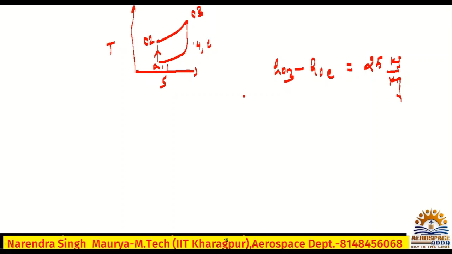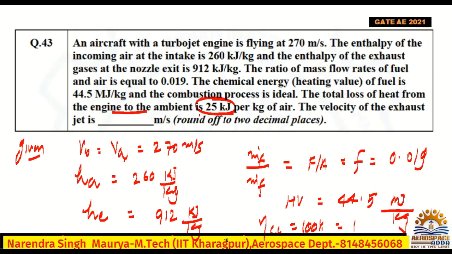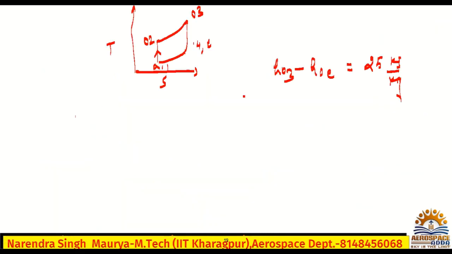Now, this is the one ratio we got. Now check: the velocity of the exhaust jet, V_E, they are asking. One more thing we know: what is the H naught E at the exit? Total enthalpy will be the static enthalpy at the exit, so I must write exit.